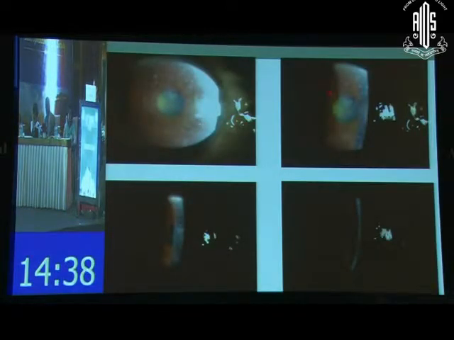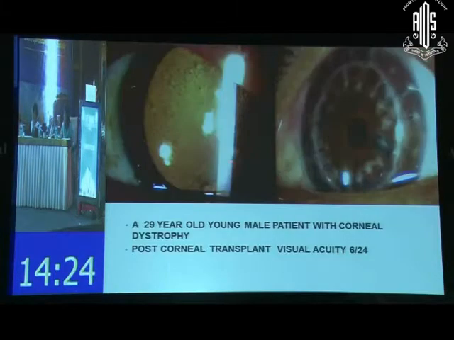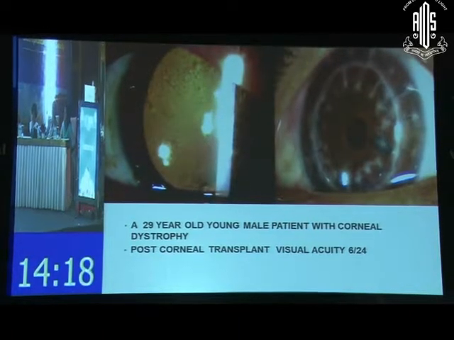Another patient of ours, when in the broad beam, you see these lines coming over here, and subepithelial opacities. A typical picture, again, of a patient with a lattice corneal dystrophy. This was another lattice corneal dystrophy seen in retroillumination, and this is post-PK for the same patient.